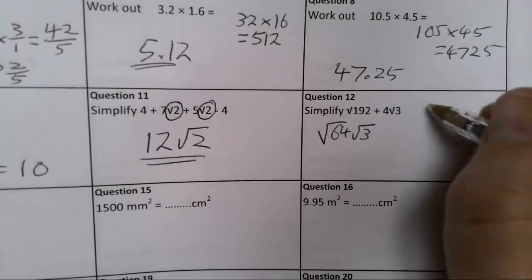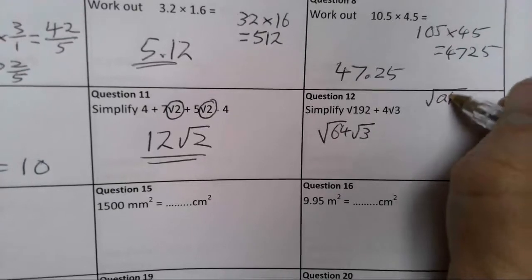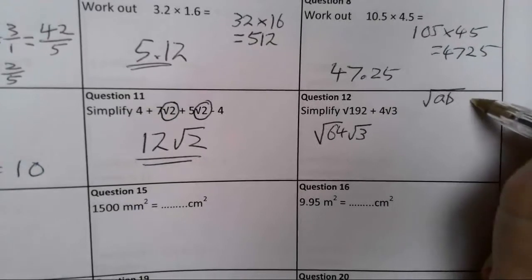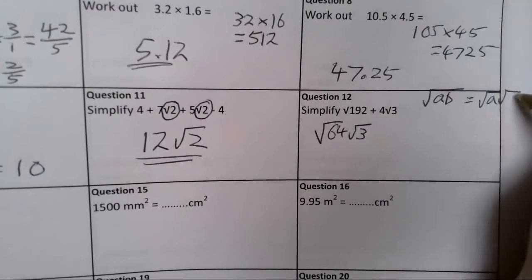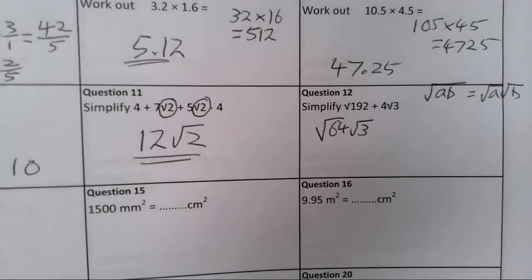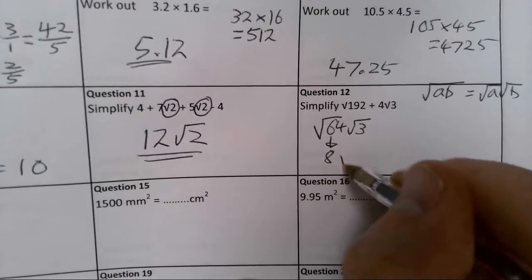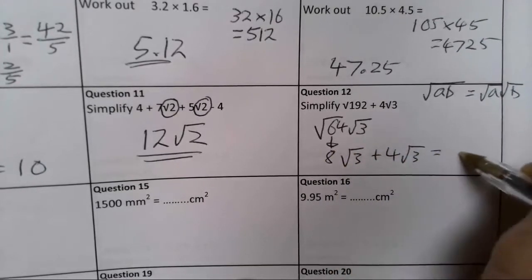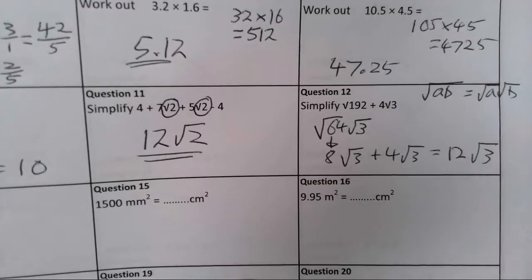Remember, when I'm simplifying these, I'm looking for a square factor to break it out. So the square root of two numbers multiplied together, in this case 64 and 3, which gives me 192, is the same as those things split out: square root a times square root b. But I can simplify root 64 to just 8. So that gives me 8 root 3 plus 4 lots of root 3, which again, same as the last one, gives me 12 as the coefficient, but this time it's 12 root 3.